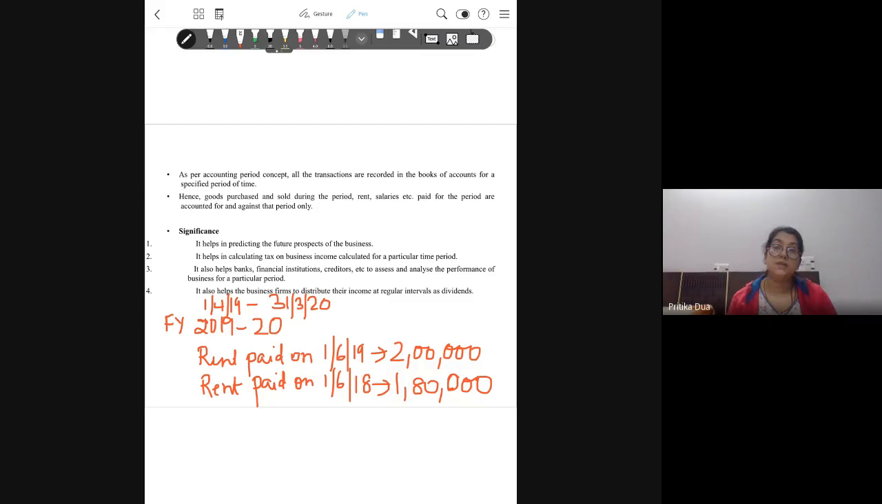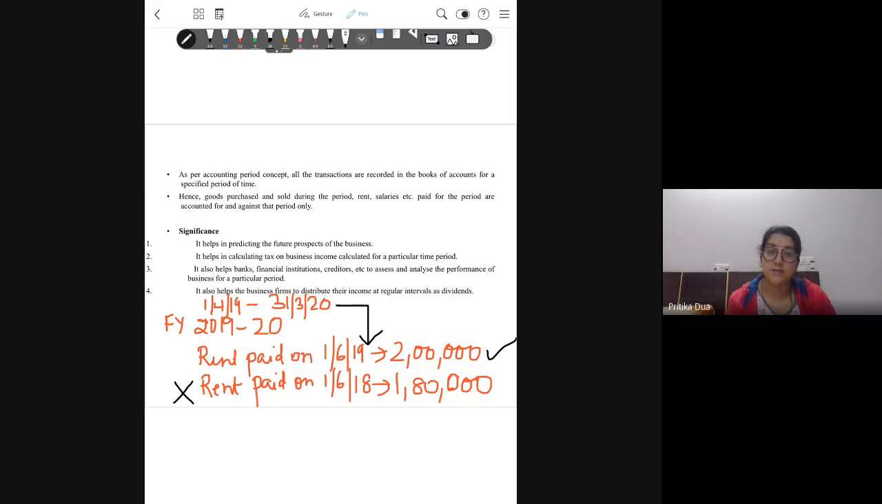जब मैं अकाउंटिंग स्टेटमेंट प्रिपेयर कर रही हूँ फॉर 1920 देन आई कंसिडर ओनली दिस रेंट पेड. This was for previous year, hence needs to be recorded or would have been recorded in the previous year financial statements, not having any relevance in the current accounting period. Okay, so when you consider all the incomes and expenses, then they are for the current accounting period and not any previous accounting period.